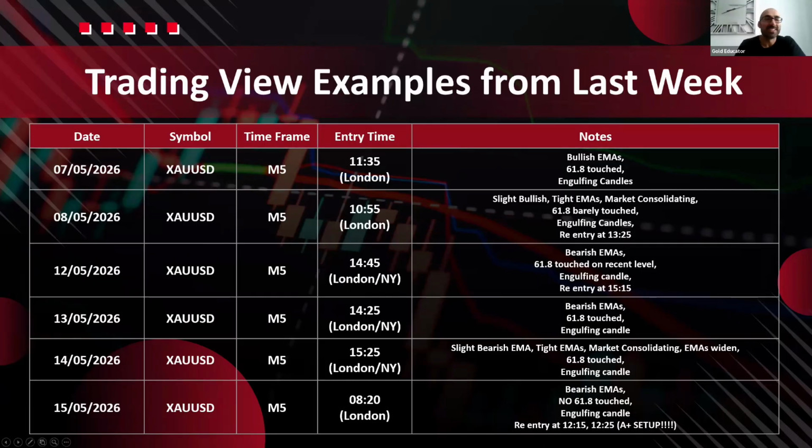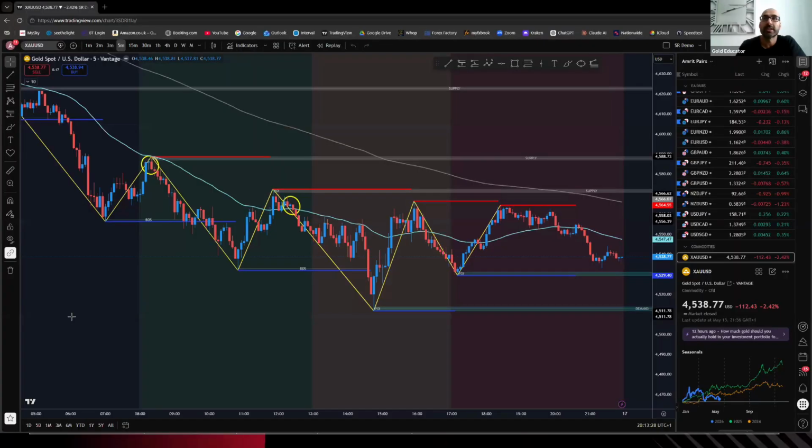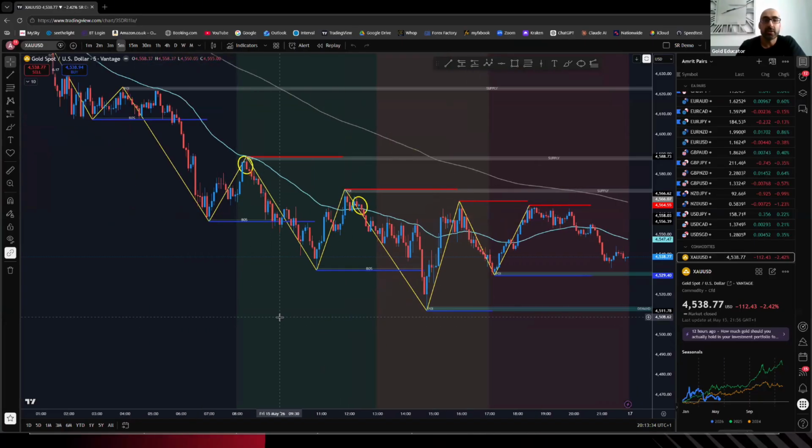All right, so let's go. Let me see if I can get TradingView up and running. If you guys can just give me a thumbs up when you can see TradingView. You guys can see it all right? All right, nice one.